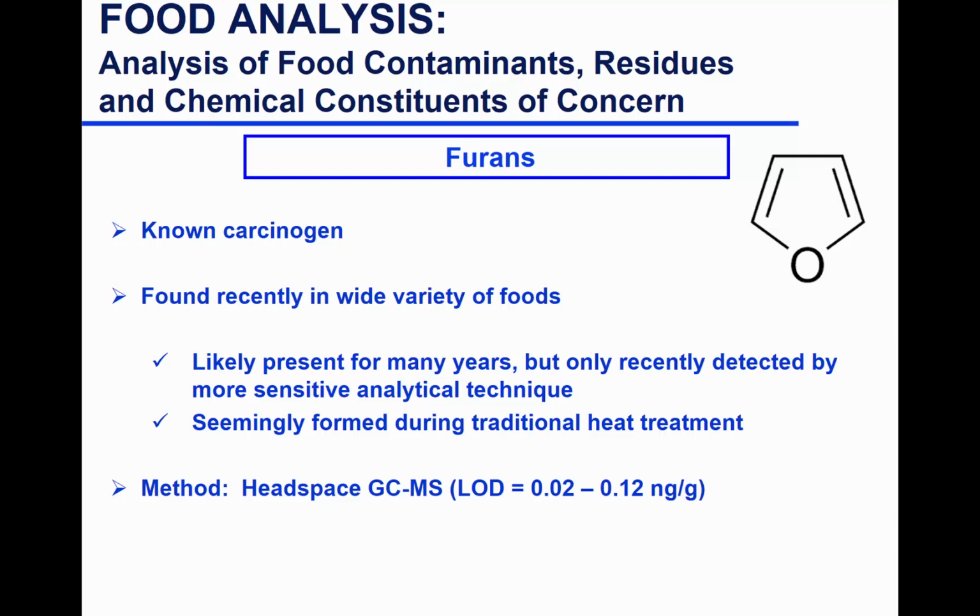Furans are often produced with high heat processing. They potentially were present for many years in products, but they were not really discovered until recently. And they are carcinogens. That's why they are of concern. And they could be volatile, so headspace GCMS is the method for analysis.